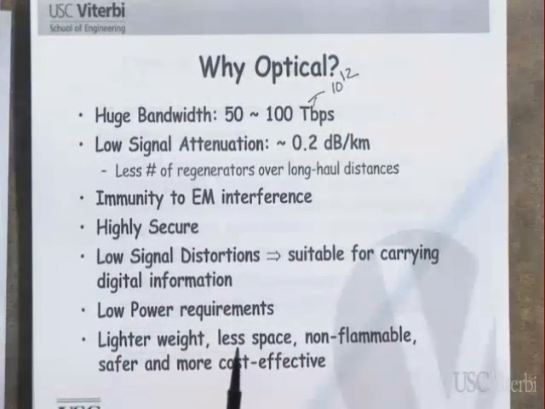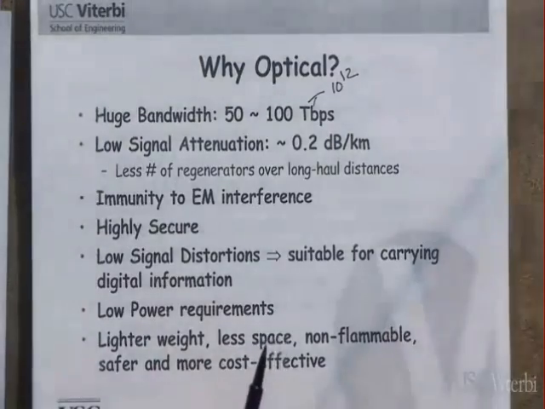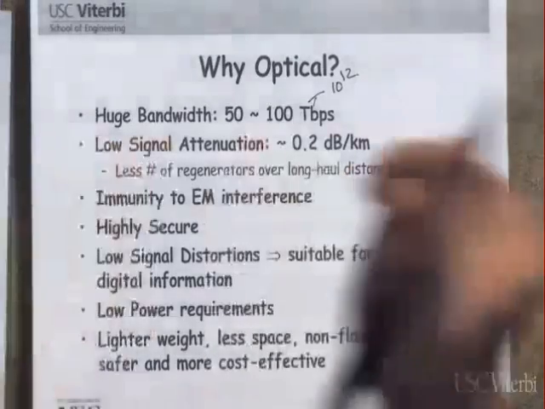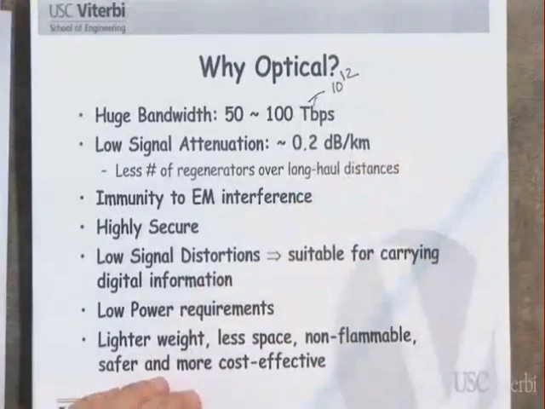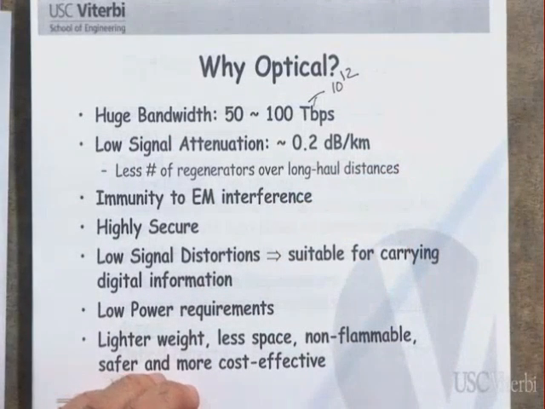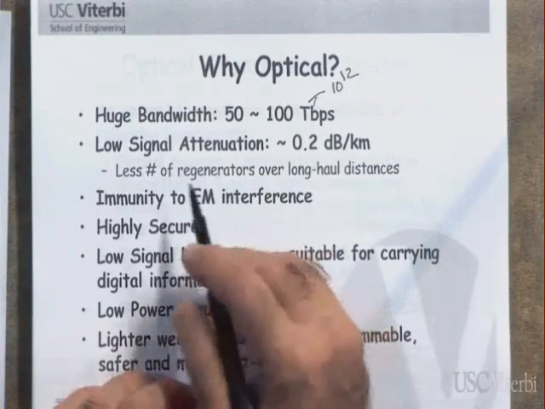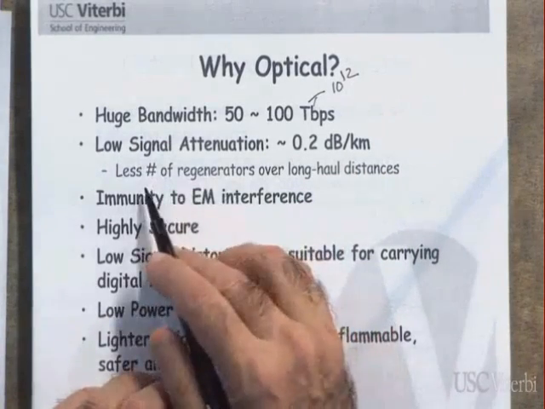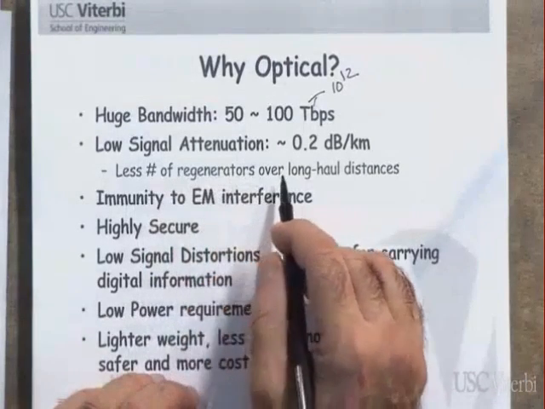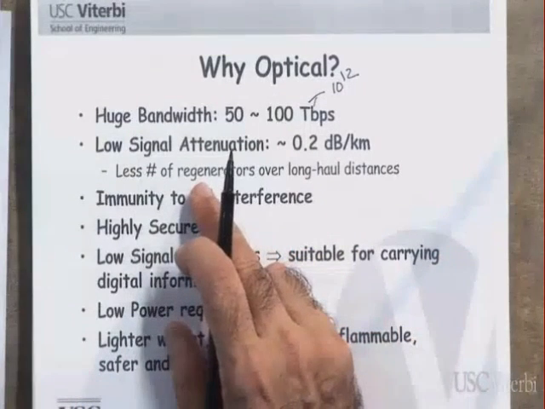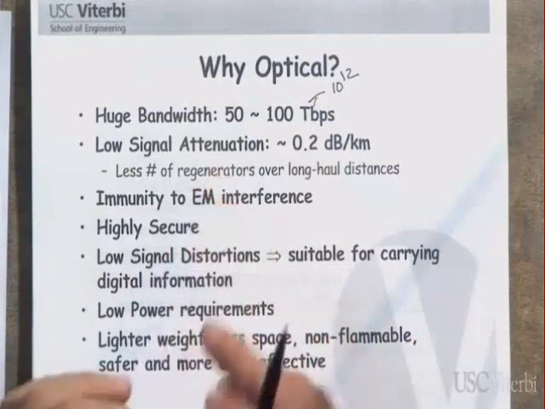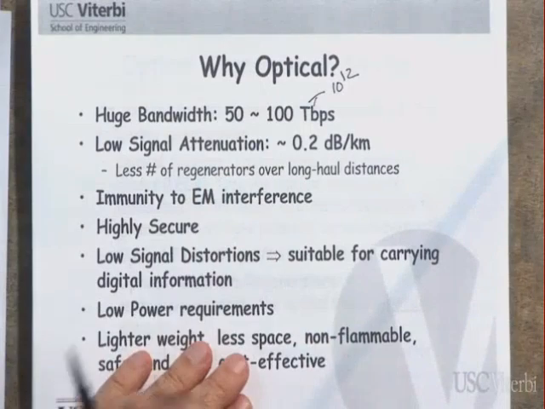The optical fiber, again, supports low signal attenuation, roughly around 0.2 dB per kilometer. Every 1 kilometer span of fiber, the signal will experience roughly about what? 0.2 dB, which is a relatively small attenuation. And that results in we need fewer regenerators over the long haul distances. We'll talk about regenerators in just a second.